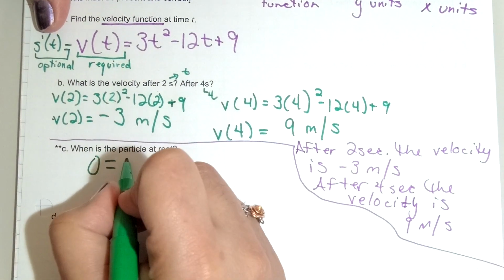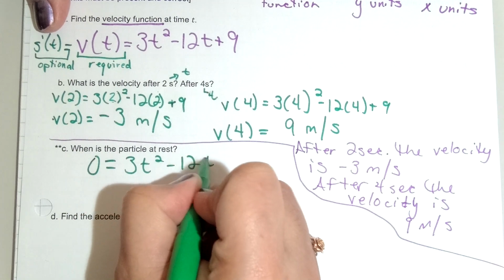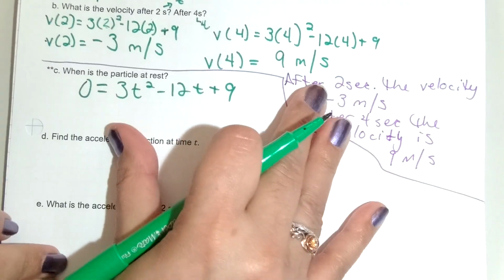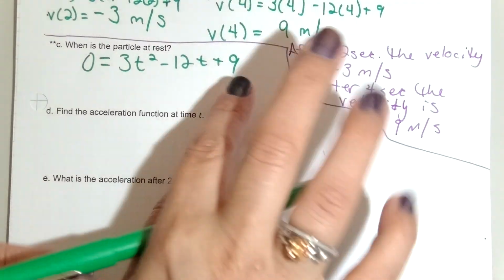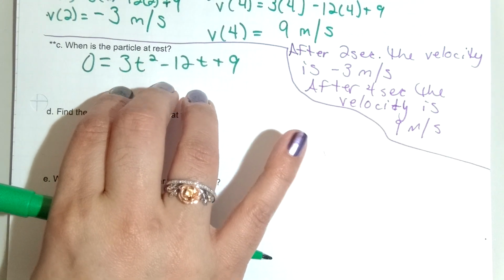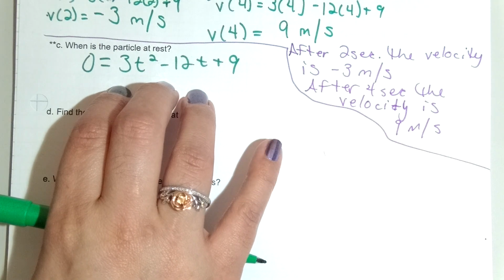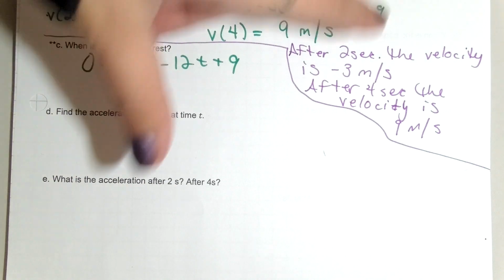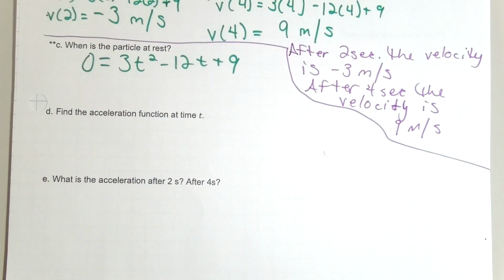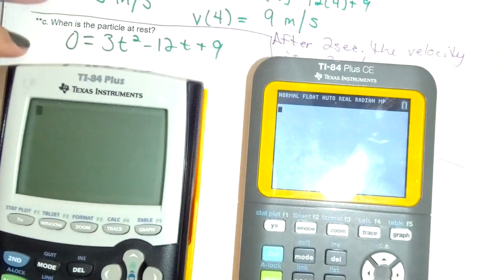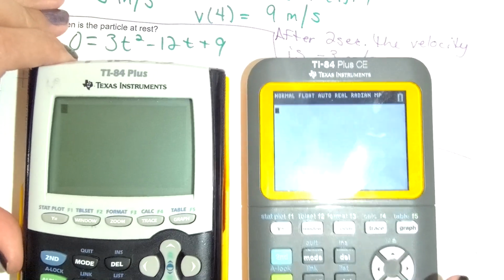So 0 is equal to 3t squared minus 12t plus 9. Now, if you are a whiz at factoring, great. You can factor and solve for t because we're trying to figure out when it has no speed. But I know that some of you are not great at factoring, so we're going to use the calculator. So everybody grab your calculator. Well, that's on you if you don't want to learn it. Okay, I'm going to be working on 2 calculators, so please pay attention to which calculator you have.